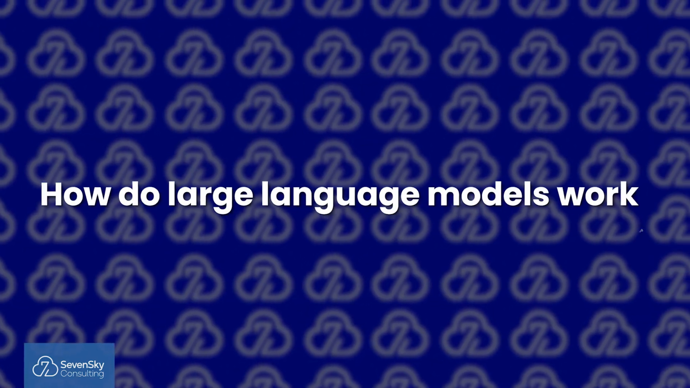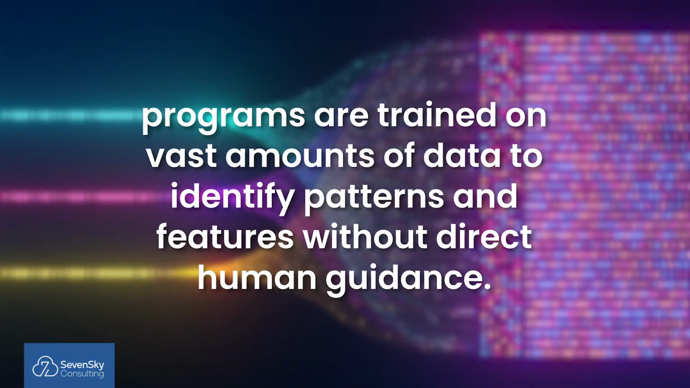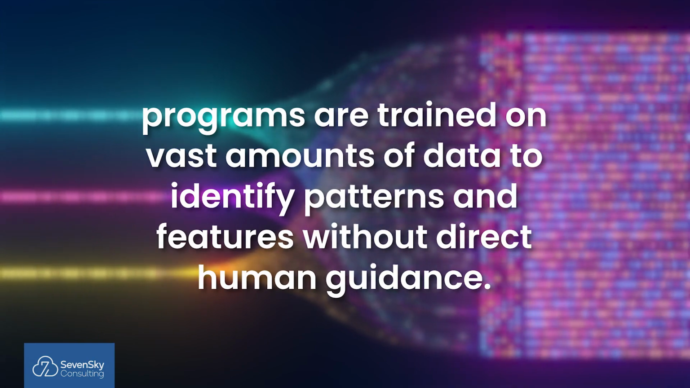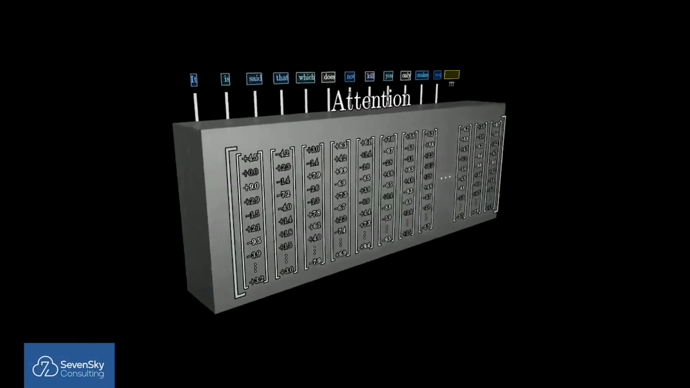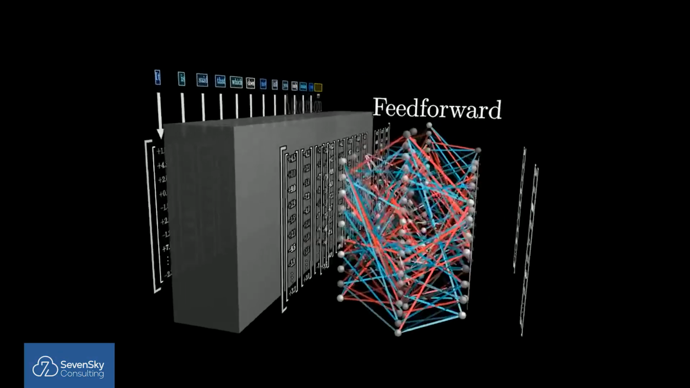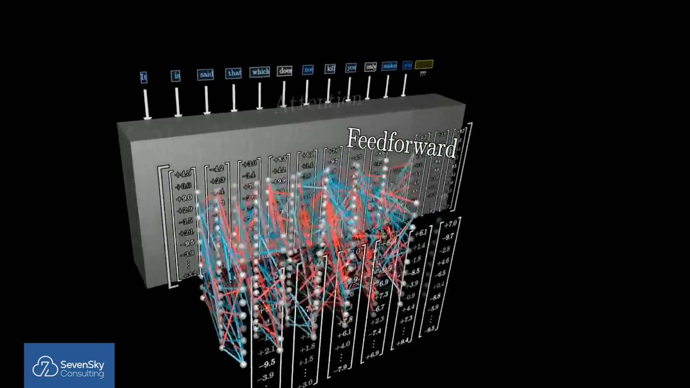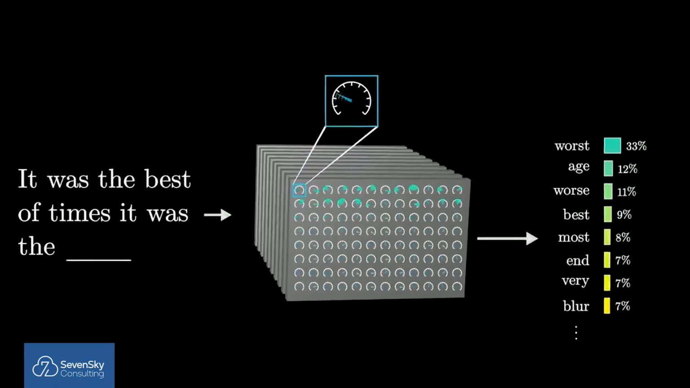How do large language models work? LLMs are built on machine learning, where programs are trained on vast amounts of data to identify patterns and features without direct human guidance. Deep learning models, particularly those using transformers, excel in this process as they work better with human language and can largely train themselves, though some human fine-tuning is usually required.